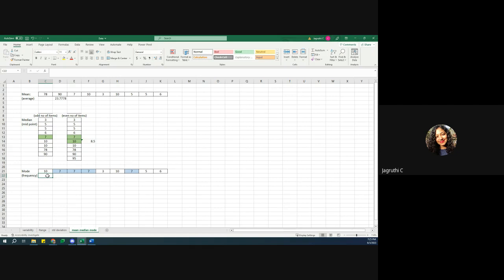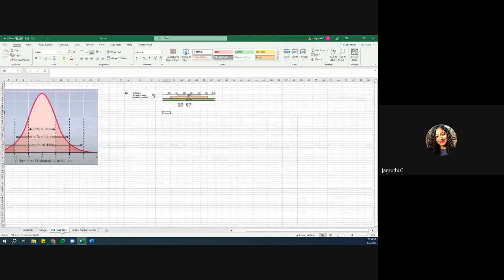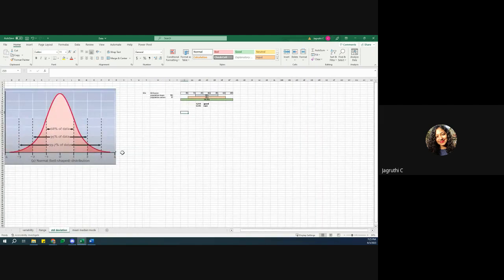Now coming to mode. What I mean by mode is nothing but the frequency. The mode here for this particular data set would be 7. The reason being 7 appears the highest number of times in the data set. So this is nothing but the mode. These are pretty basic concepts which are very much necessary for you to understand standard deviation.